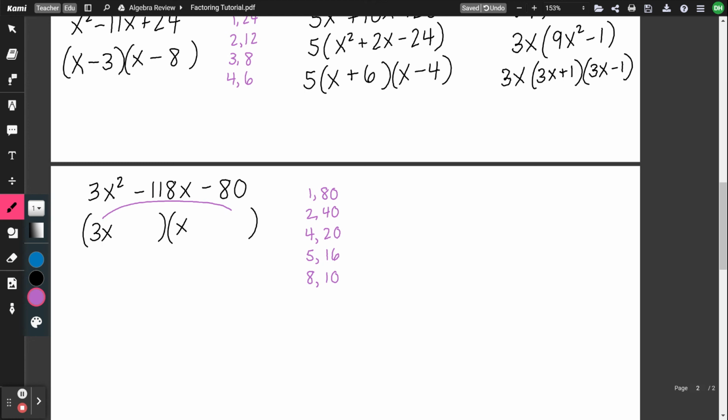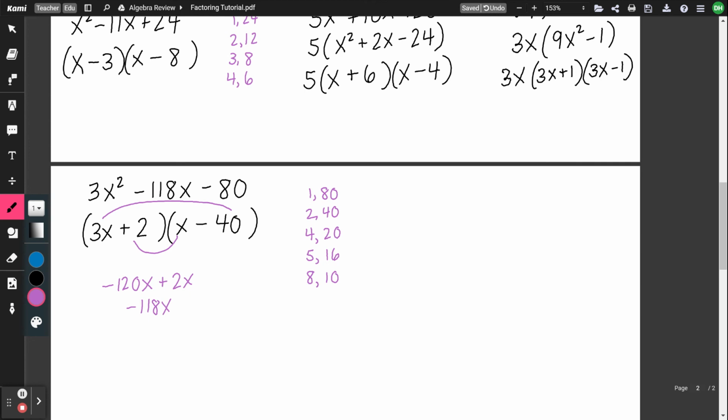Okay, so I'm going to go with a positive 2 and a negative 40. Let's think about why I made that choice. 3x times negative 40 is negative 120x. And then in here, 2 times x is positive 2x. So yeah, that does combine to give me negative 118x.